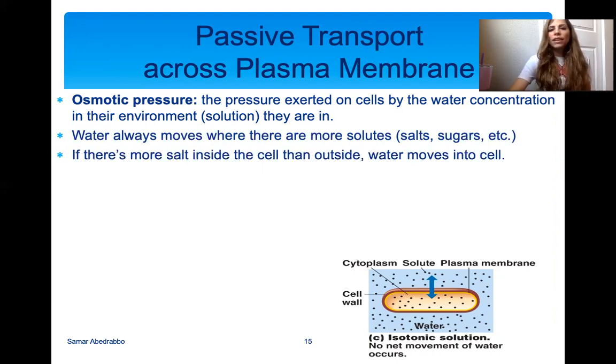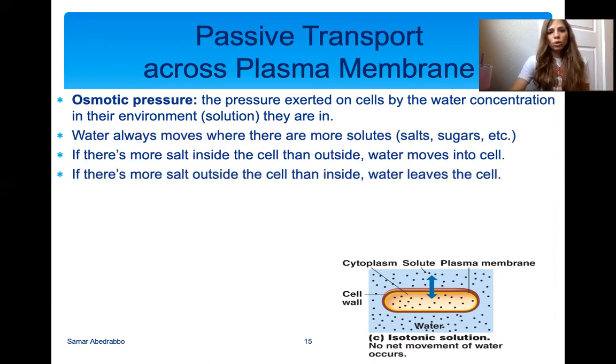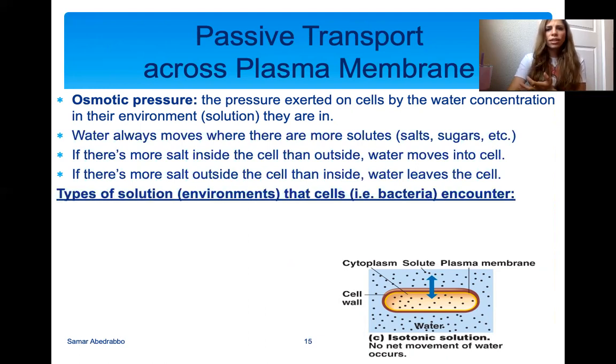So if there's more salt inside the cell than outside the cell, water will move in the cell. If there's more salt outside the cell than inside the cell, water leaves the cell. So water will go outside the cell. It will always go to where there's more solutes or salts or sugars.